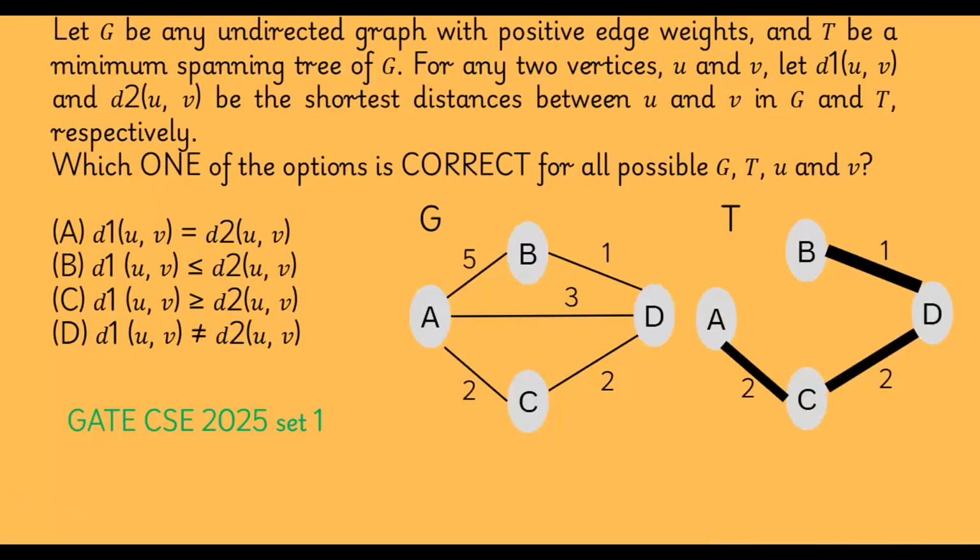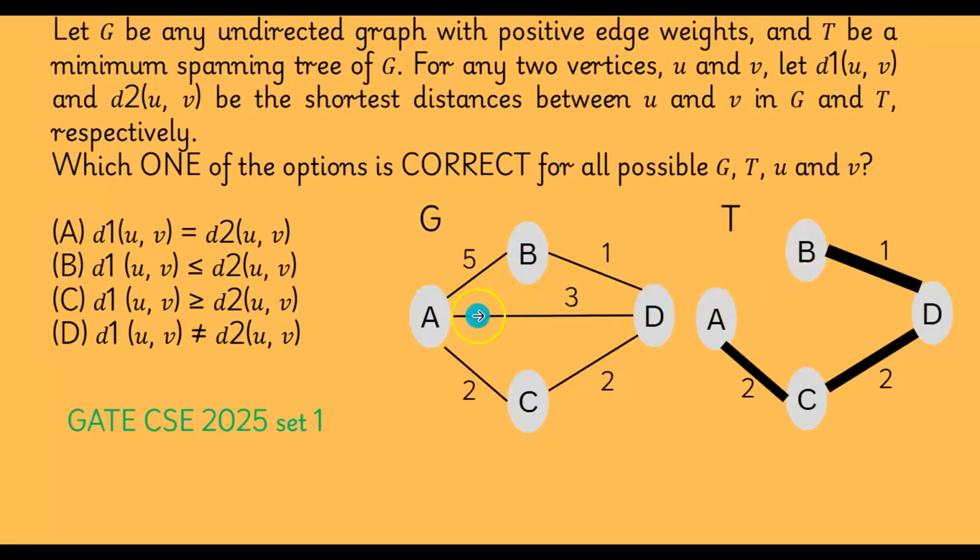Let us find the answer for this question by considering a simple graph G, and you find the minimum spanning tree of this graph G and call it T. So how to find the minimum spanning tree of a graph G? We already discussed it in a separate lecture. The link is also available in the description. So now you take any two vertices in G and compare with T.